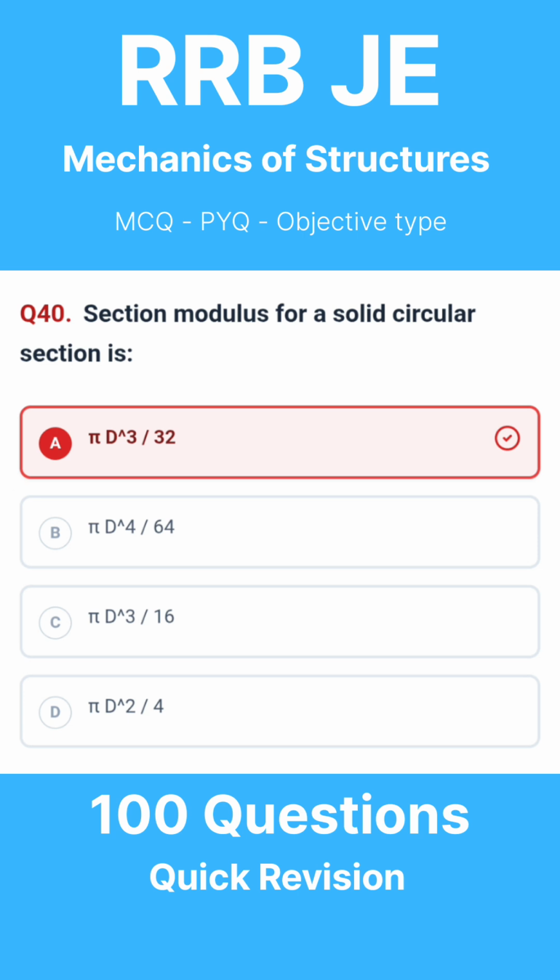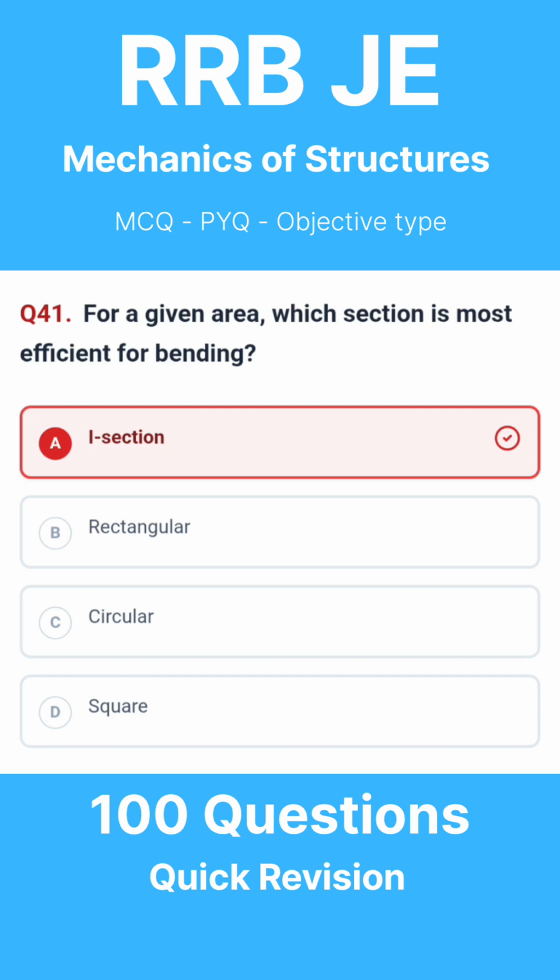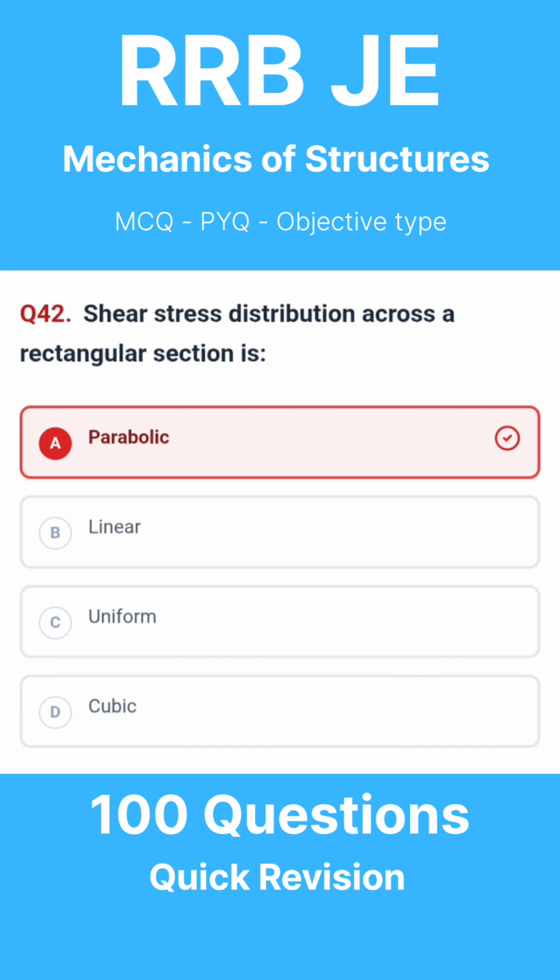Question 40. Section modulus for a solid circular section is. The correct answer is pi d to the power of 3 divided by 32. Question 41. For a given area, which section is most efficient for bending? The correct answer is I section. Question 42. Shear stress distribution across a rectangular section is. The correct answer is parabolic.